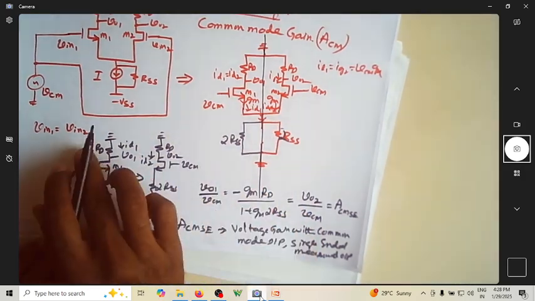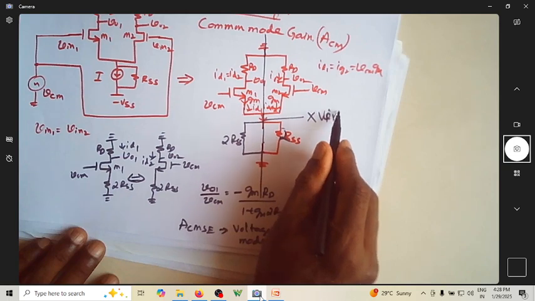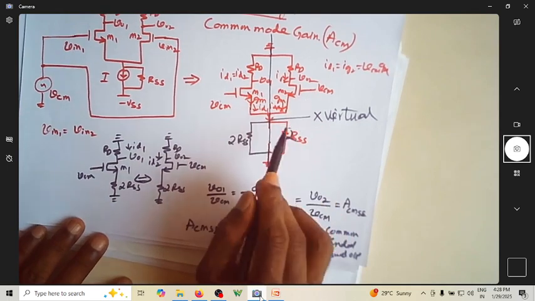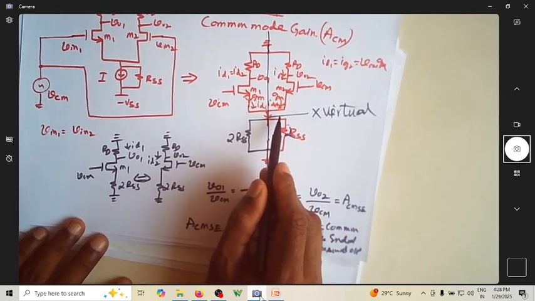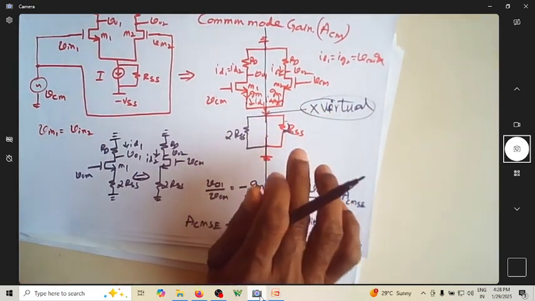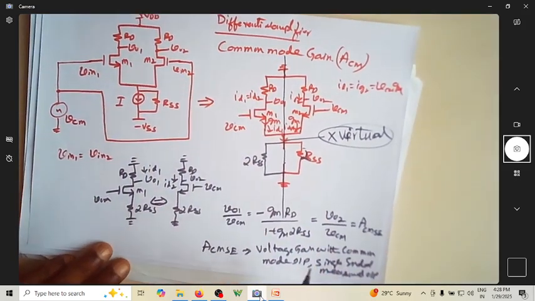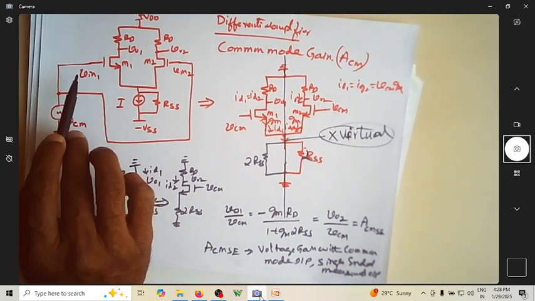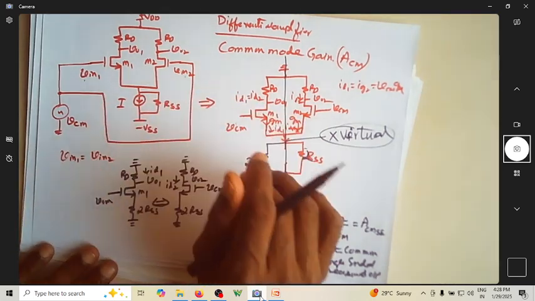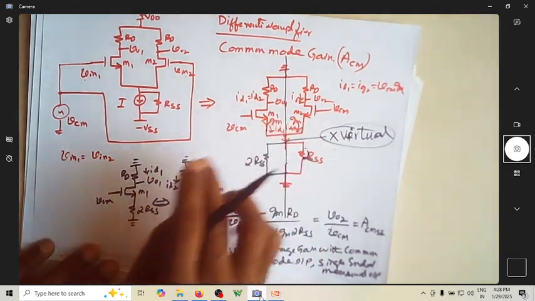And in such a case of common mode, this is not a virtual ground. In case of differential input, we were getting this as 0 voltage, so that was a virtual ground. But here this is not a virtual ground. So the virtual ground concept will not exist when you are applying a common mode signal. What I mean by common mode is both input 1 and input 2 are getting the same signal. So that can be analyzed by writing its AC equivalent circuit and then redrawing it.